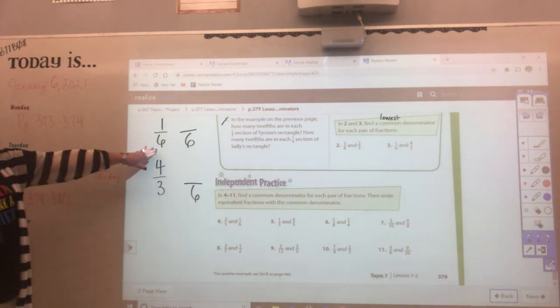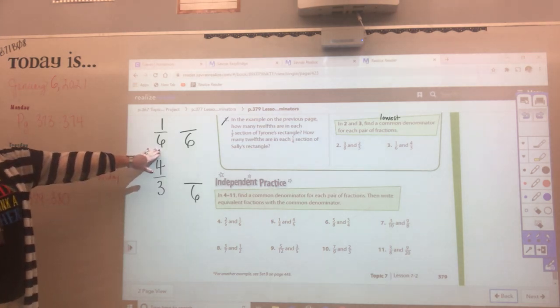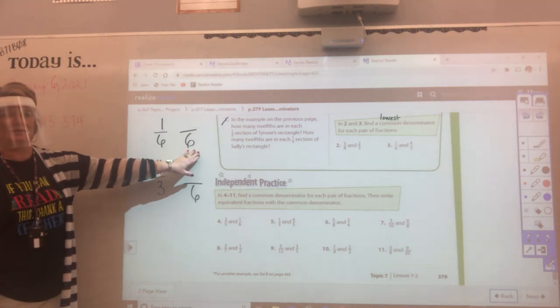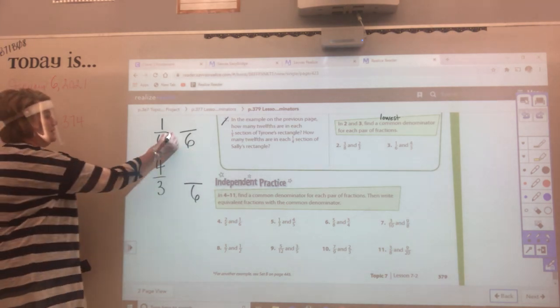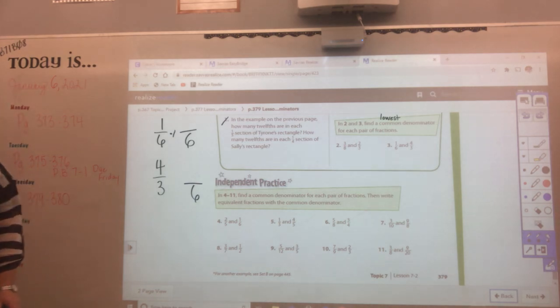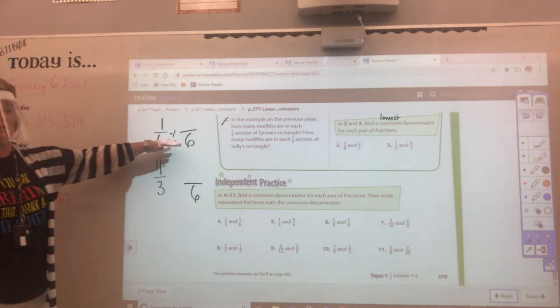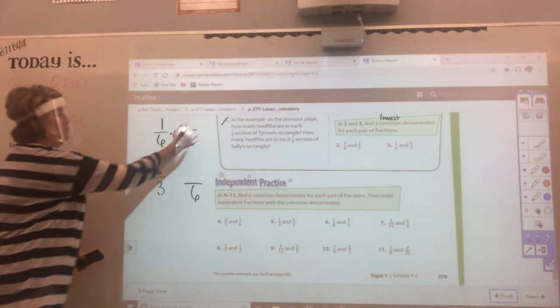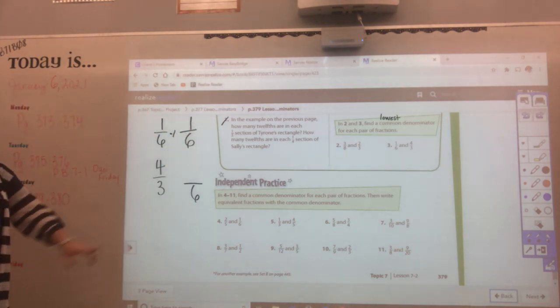So now on the top, we got to figure out how in the world, look at me, how in the world did we go from 6 to 6? What did we multiply by to get to 6? 1. So put a times 1 right there in the middle. And if we multiplied the bottom times 1, we have to multiply the top times 1. So what would 1 times 1 get me? 1.